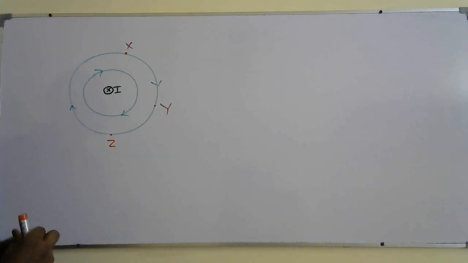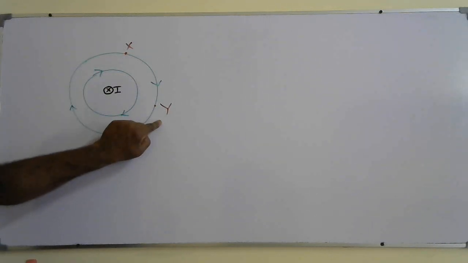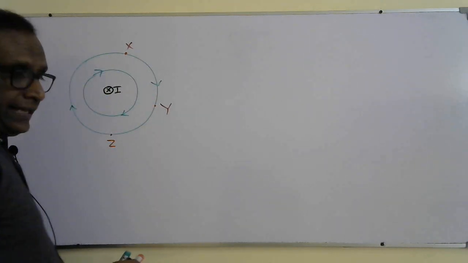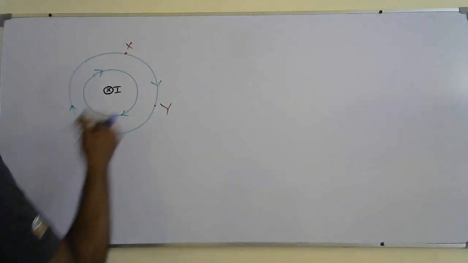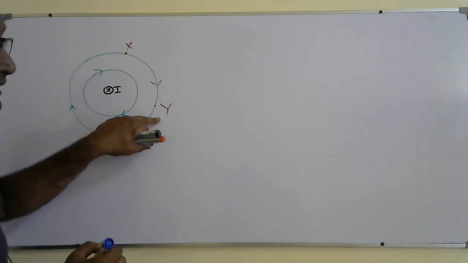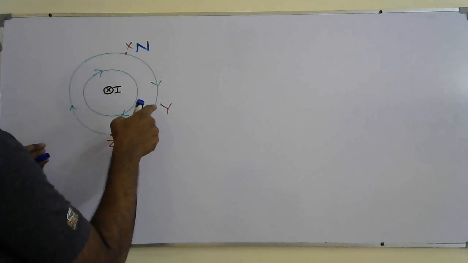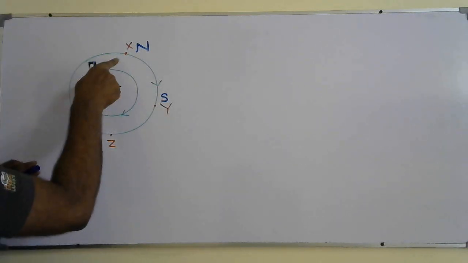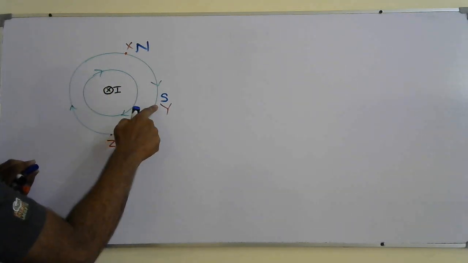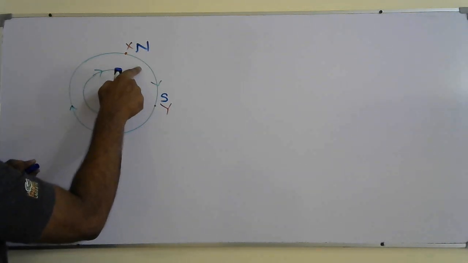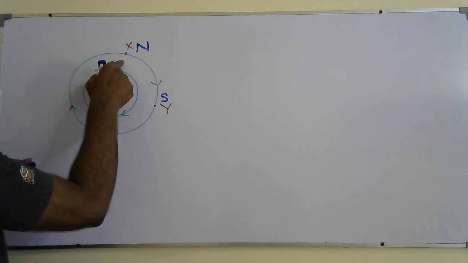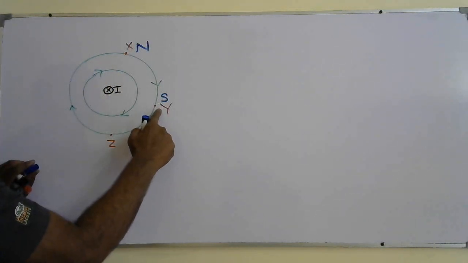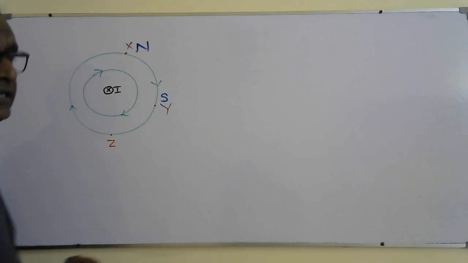Okay, when I consider the points X and Y, the field line is coming out of X and moving towards Y. So I can say the point X is north relative to Y, and Y is south relative to X, because the field line is coming from X to Y. Relative to Y, the field line is coming out of X, so relative to Y, X is North Pole. Relative to X, at Y, the field line is entering into point Y, so relative to X, the point Y is South.